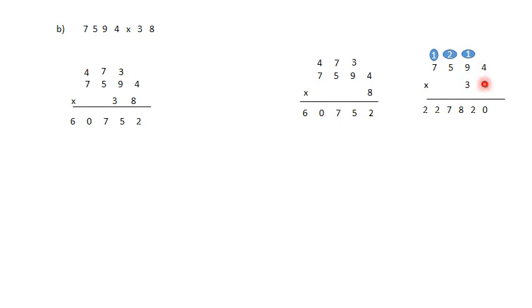See, 3 4s are 12, 3 9s are 27 plus 1 become 28, 3 5s are 15, 15 plus 2 become here 17, 3 7s are 21, 21 plus 1 become here 22. Now the same number we'll write down here in the second row, and this we have encircled, that we are going to write down on the top of this.